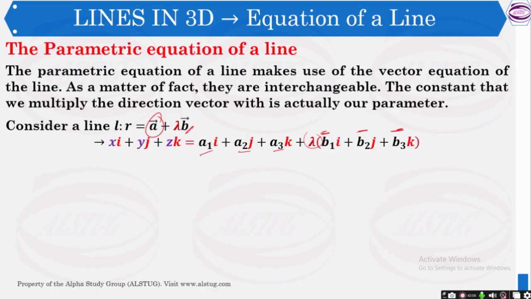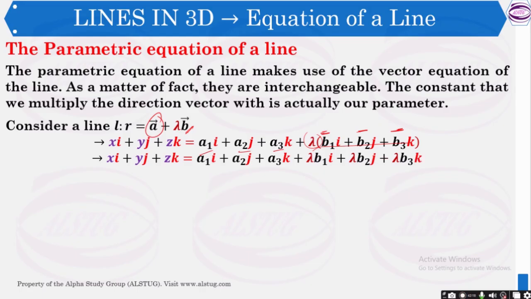Now, what we are going to do, of course, is open the brackets here. Everything is the same except for here. We open the brackets, we send the lambda inside. We are trying to express this equation in parametric form.